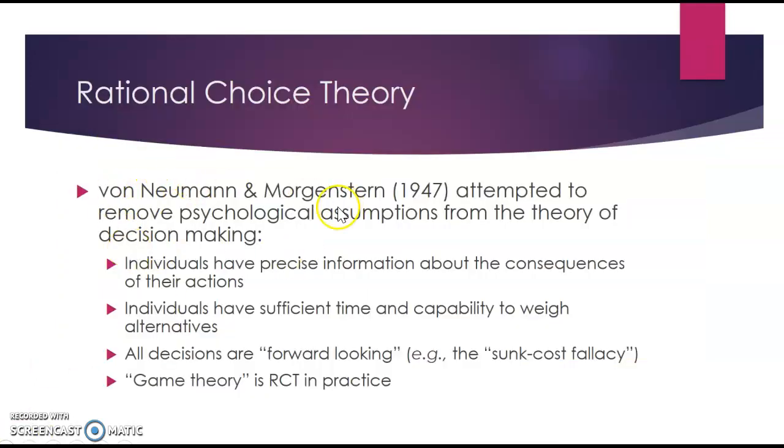The von Morgenstern preferences attempted to remove psychological assumptions from the theory of decision making. The idea was that individuals had precise information about the consequences of their actions. Individuals had sufficient time and capability to weigh the alternatives, and all decisions were forward-looking. In other words, there was no sunk cost. So game theory came about based on this practice.